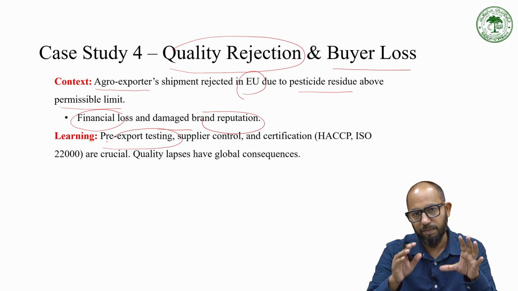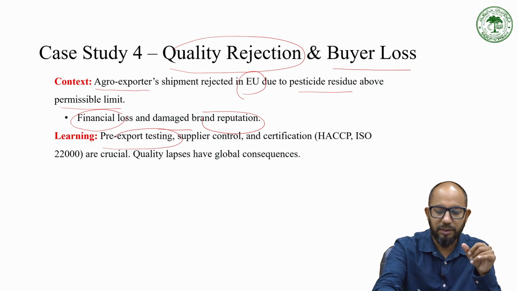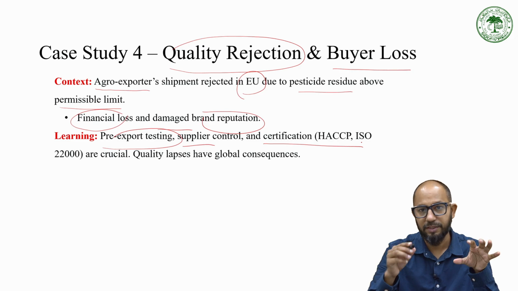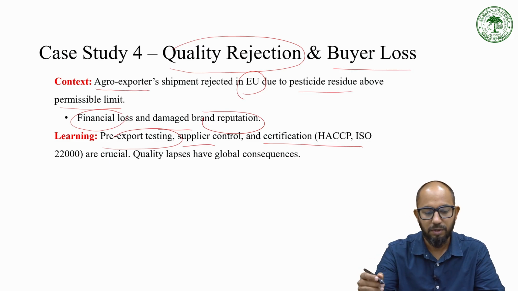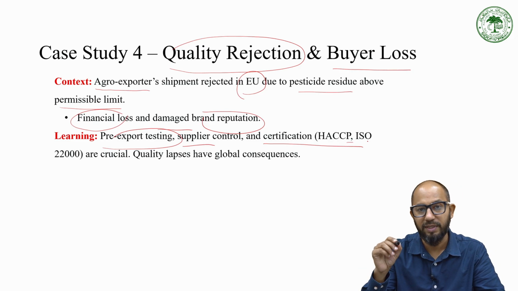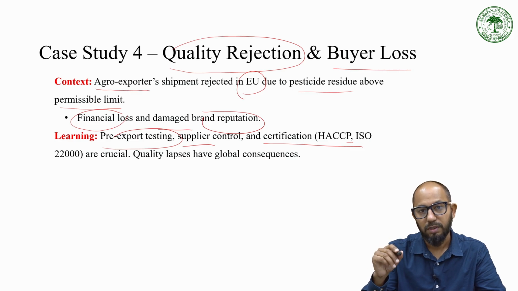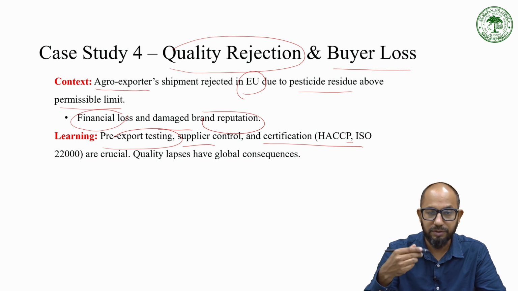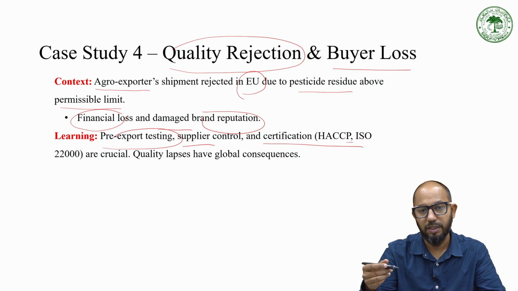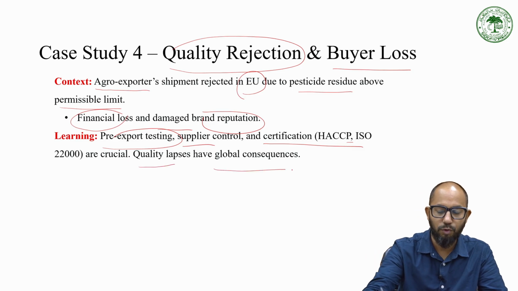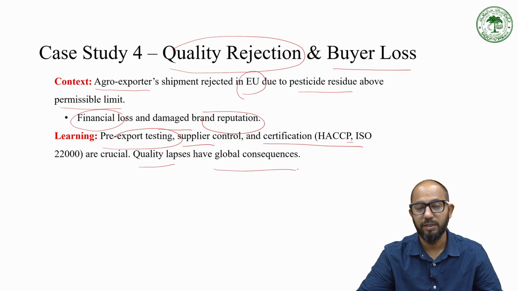What is the learning objective? Pre-export testing is very important. In addition to it, supplier control and certification, like in this pesticide scenario, HACCP and ISO 22000 are valid. So maybe this certification has not been included, thus there is this crisis. So proper certification and proper export testing are required in order to benefit from these kinds of international standards. Thus, quality lapses have global consequences as well as long-term consequences for the exporter.